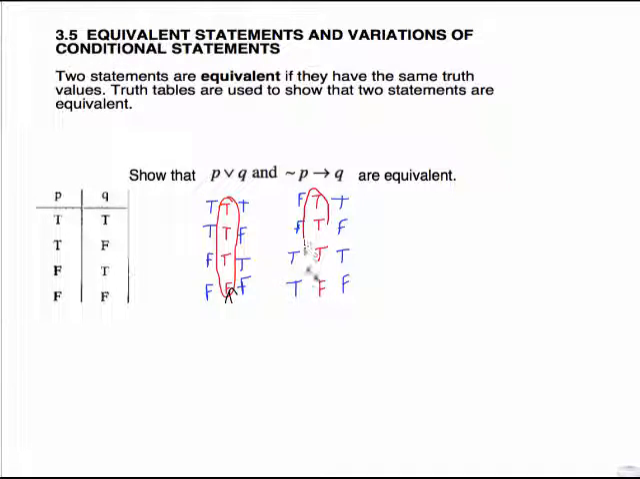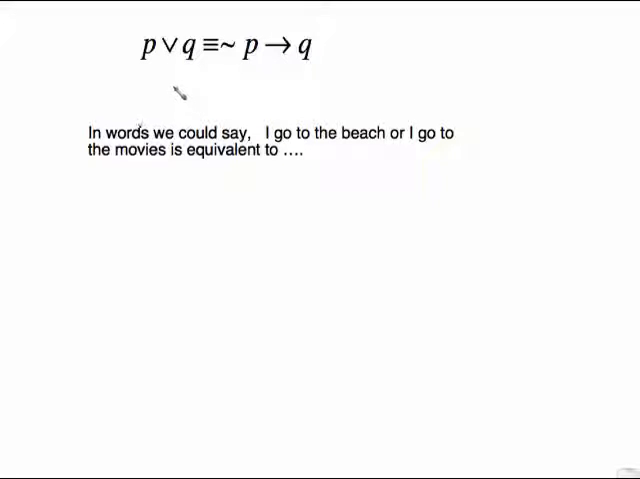So take a look at those two red columns and compare those. They are identical. And what that just proved is that P or Q is equivalent to if not P, then Q. What we just proved on the previous screen is that these two statements are equivalent. And it might seem odd to you that an or statement is equivalent to an if-then statement.